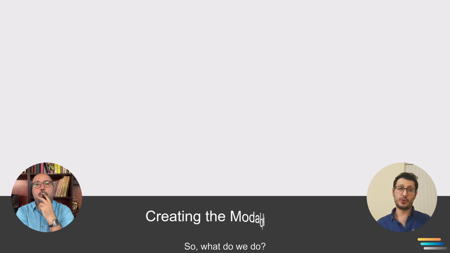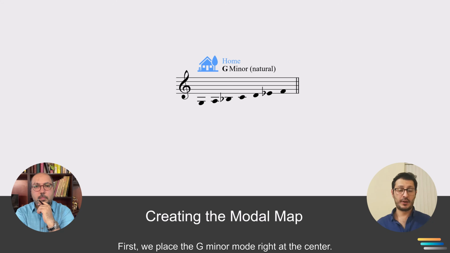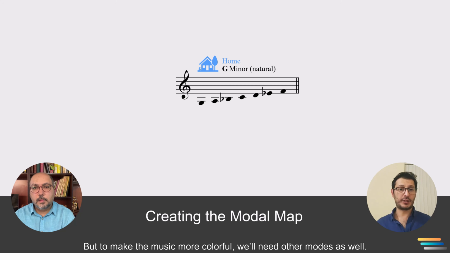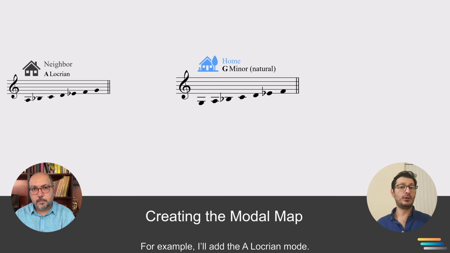So, what do we do? First, we place the G minor mode right at the center. Let's say this is our home. We'll start here and eventually return here. But to make the music more colorful, we'll need other modes as well. Let them be our neighbors. For example, I'll add the A Locrian mode.